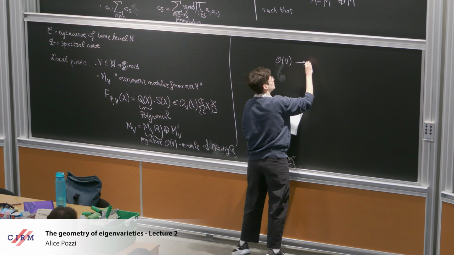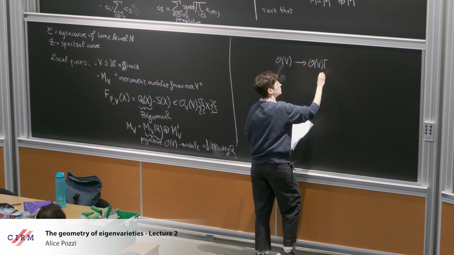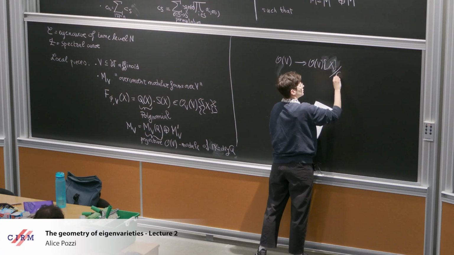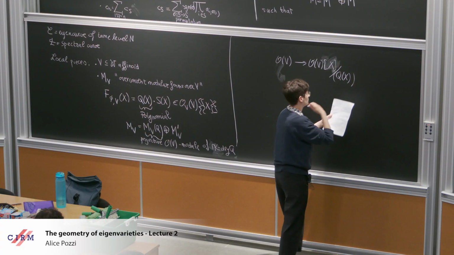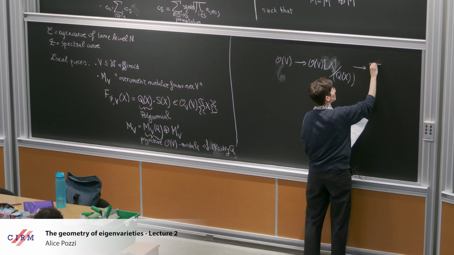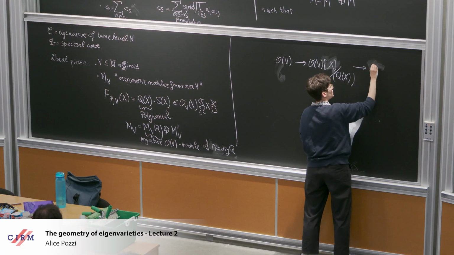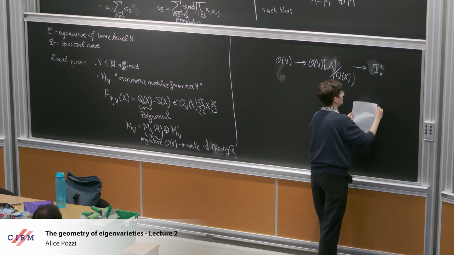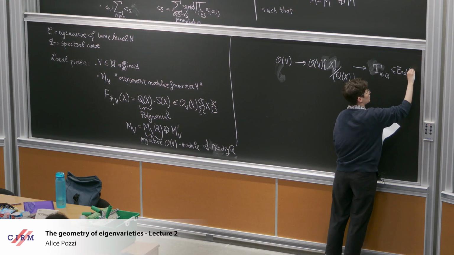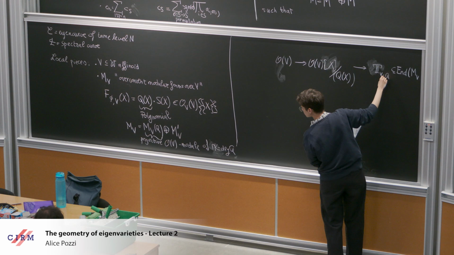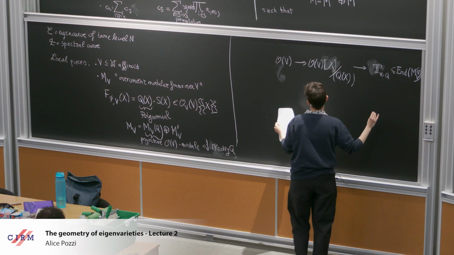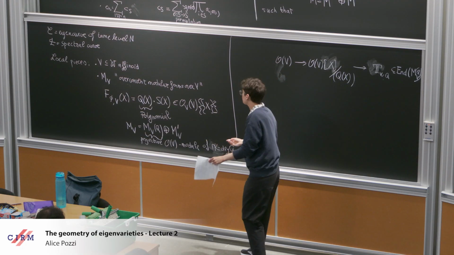So a map from OV to OV, x modulo this Q, and then we're going to go into some T depending on V and depending on Q as well, inside the endomorphisms of MV. Okay, so this is what gives you the local picture.